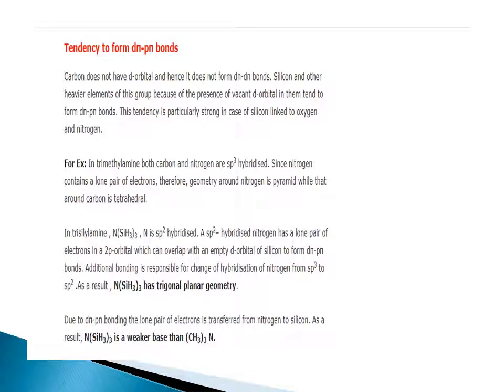Tendency to form d-pi-p-pi bonds. Carbon does not have d orbitals and hence it does not form d-pi-p-pi bonds. Silicon and other heavier elements of this group, because of the presence of vacant d orbitals in them, tend to form d-pi-p-pi bonds. This tendency is particularly strong in the case of silicon linked to oxygen and nitrogen.